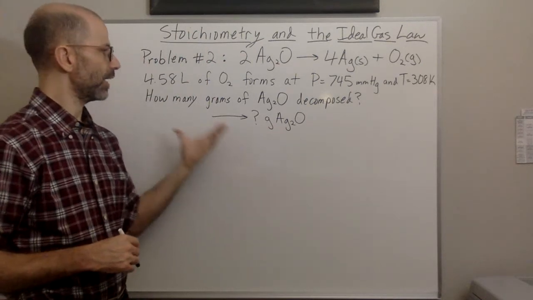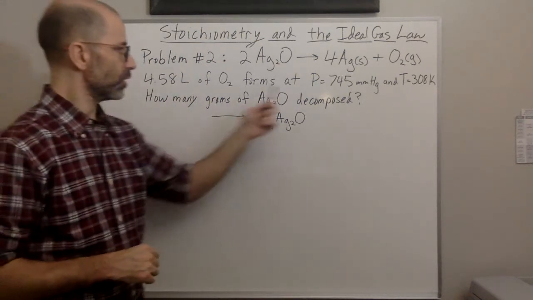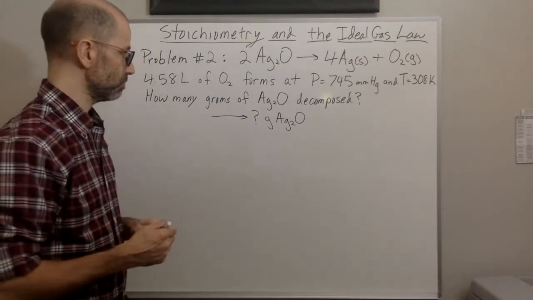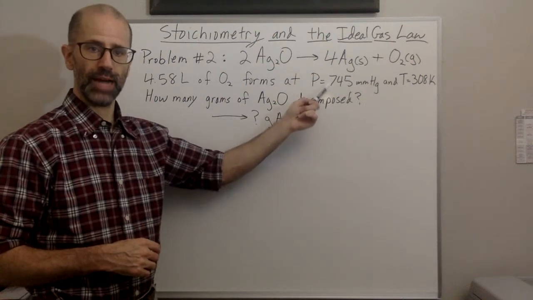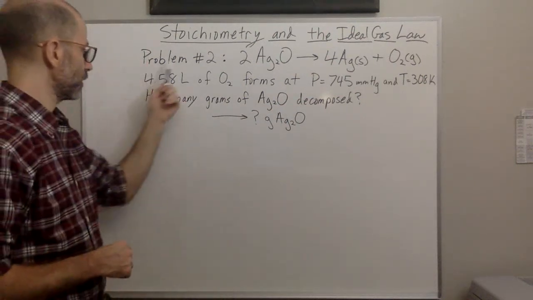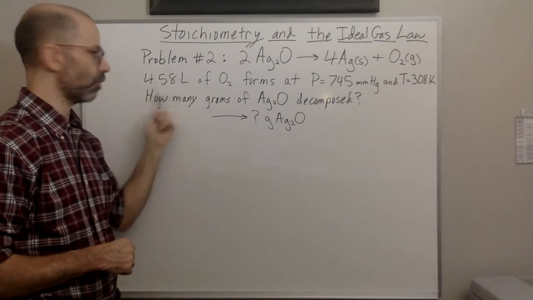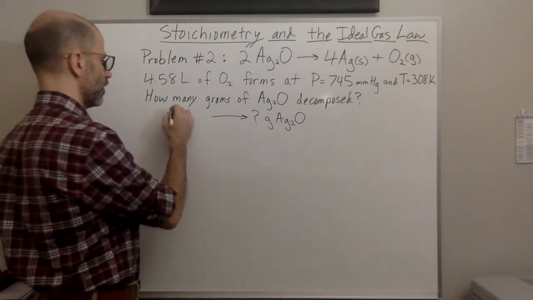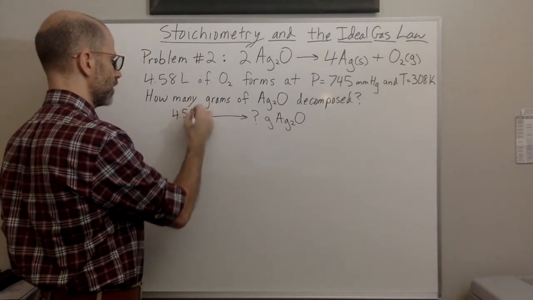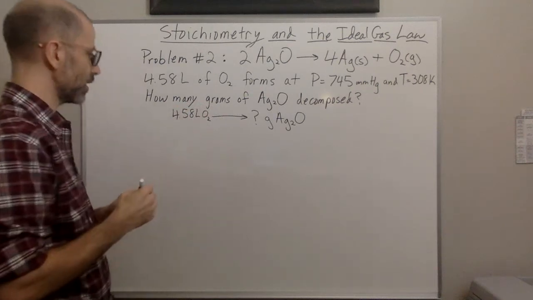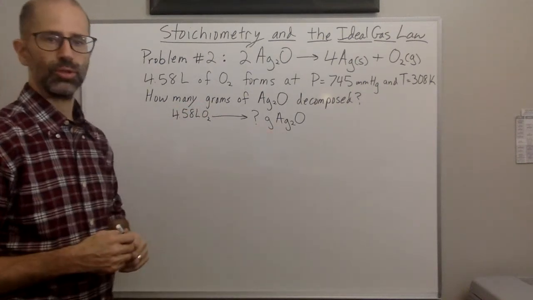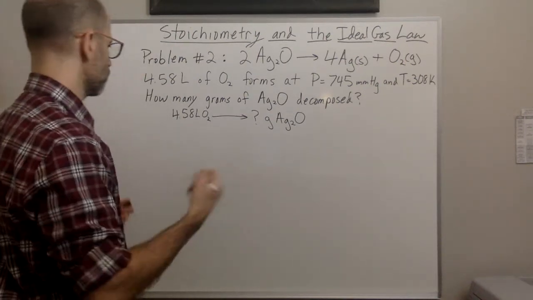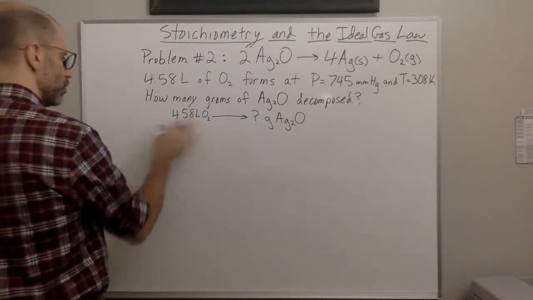So where are we going to have to start? We're going to have to start at any given information. Now, the pressure and the temperature are not going to be useful to us for conversions, but they will be useful to us for the ideal gas law. The only other information they give us is the volume of oxygen formed, so that's where we have to start. We're going to start at the 4.58 liters of oxygen gas, and we're going to get to grams of the silver oxide that decomposed.